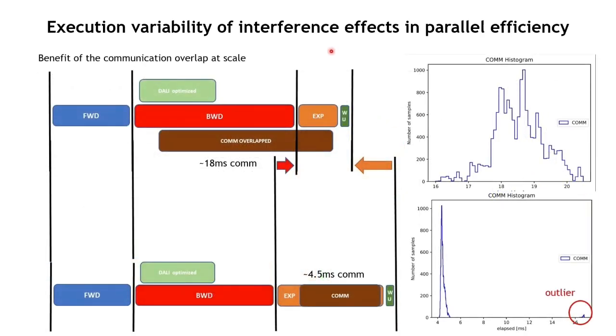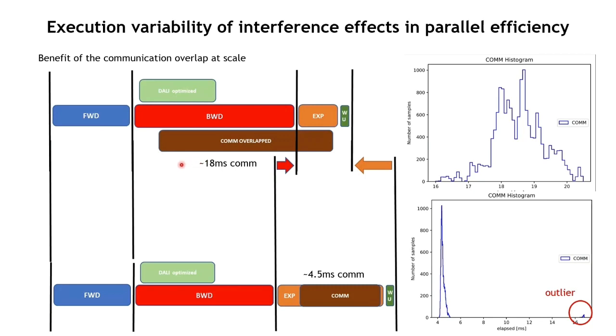To summarize our trade-off analysis and findings, we see on the bottom diagram the configuration with no overlap, where the communication is fast, about 4.5 milliseconds mode, but it is completely exposed after the backward stage. The end-to-end training time was 36.2 milliseconds.